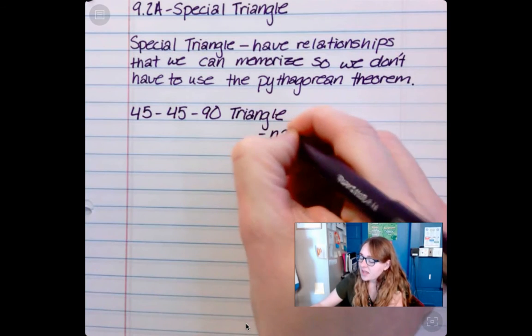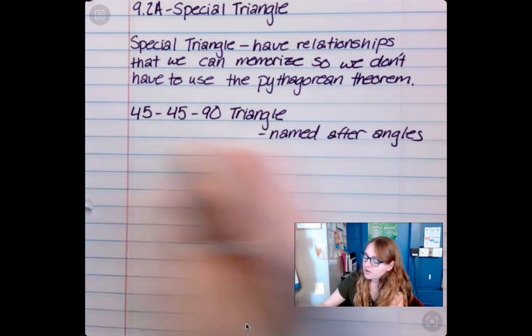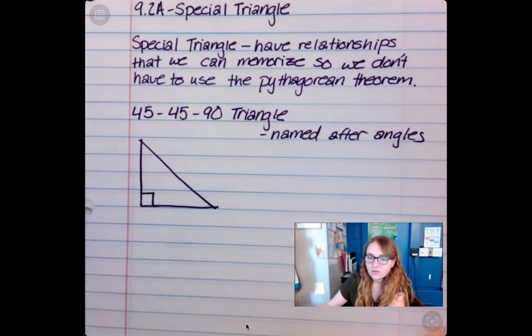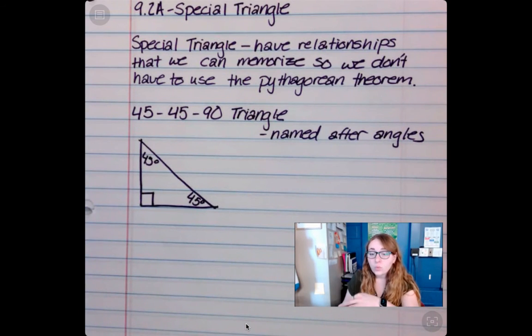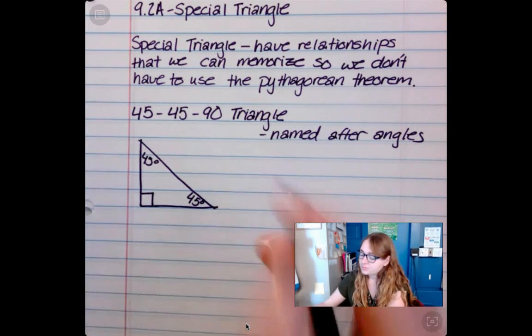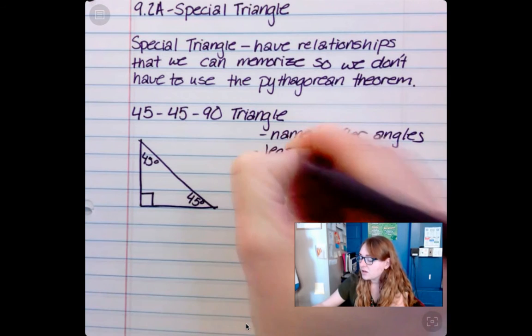Now this type of triangle is named after its angles. Okay, so we have a triangle with a 90-degree angle and two 45-degree angles. Now, in our examples, it's only going to include one 45-degree angle, but we can remember that all angles of a triangle add up to 180. So if we take 45 plus 90 plus the unknown angle, or that x, set it equal to 180, subtract over what we know, we would find that that missing angle, or that x, would also be 45.